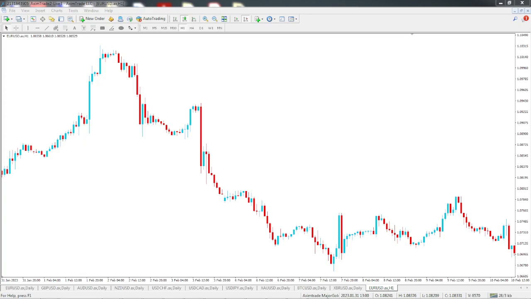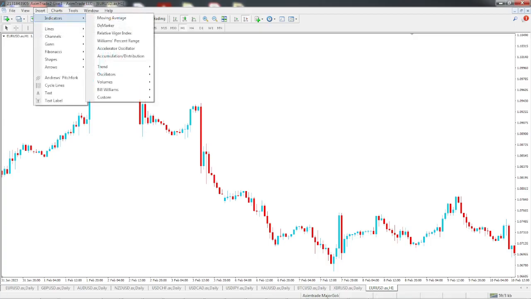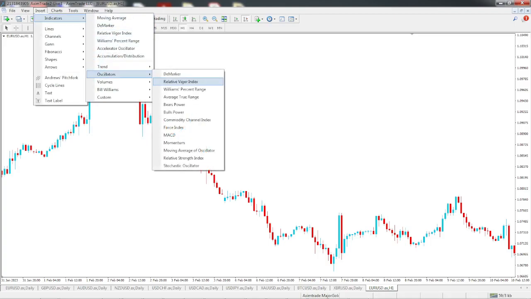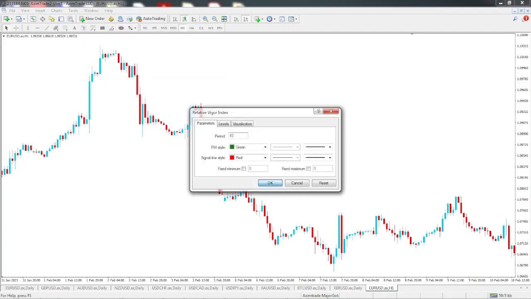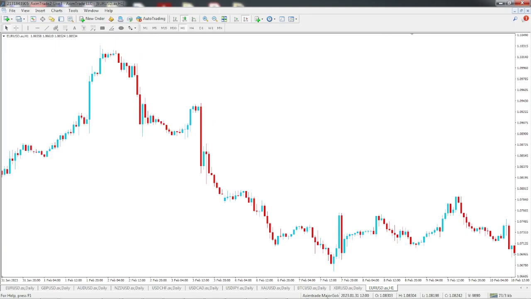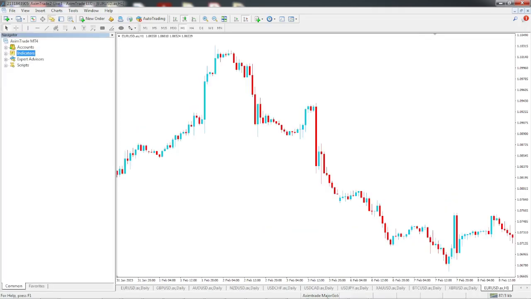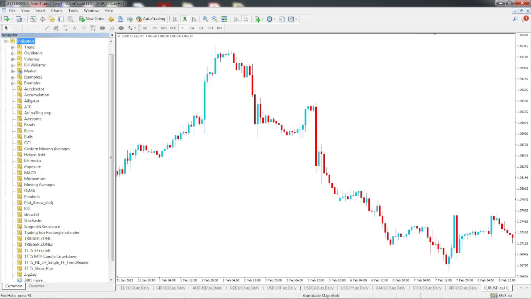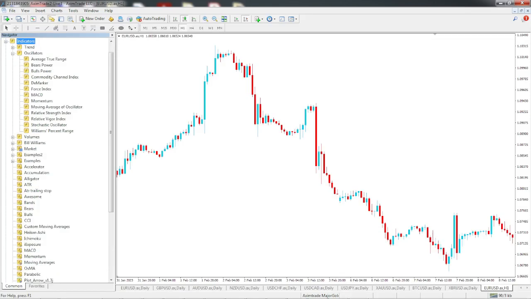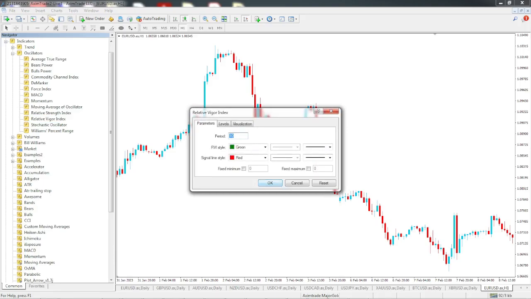To place the Relative Vigor Index indicator on the chart, there are a few methods to do it. The first method is to go to Insert, then Indicators. Under the Oscillators, select the Relative Vigor Index. The second method is the easiest one, as you click and drop it from the Navigator panel. To do that, simply go to the Navigator panel, Indicators. Under the Oscillators, click the Relative Vigor Index, then drag and drop it on the chart.